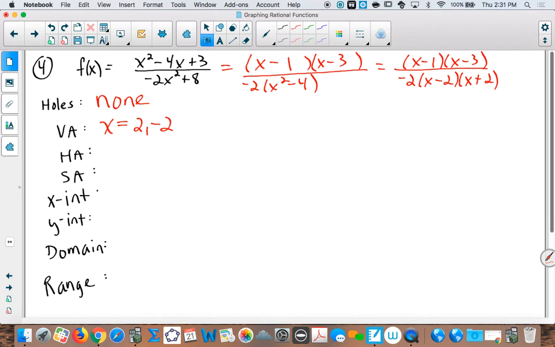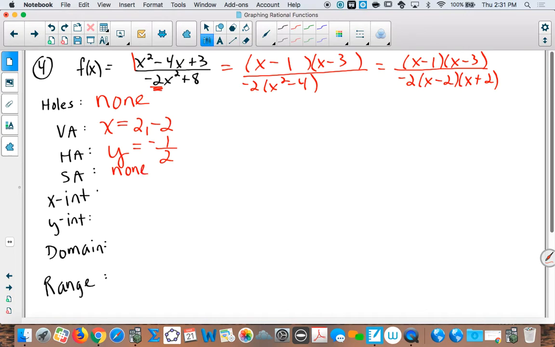Horizontal. Look at the non-factored form. Okay, that's where you want to look, so you can easily see your degree and, if necessary, coefficients. The degrees are the same, right? So this is one of those where you're going to have the leading coefficient from the numerator, which is 1, over the leading coefficient from the denominator, which is -2. So -1/2 is the horizontal asymptote. Is there a slant? Nope.